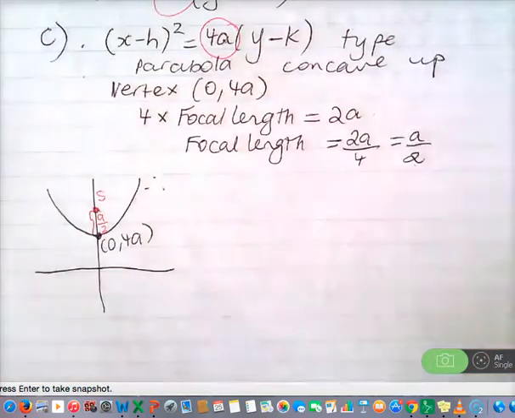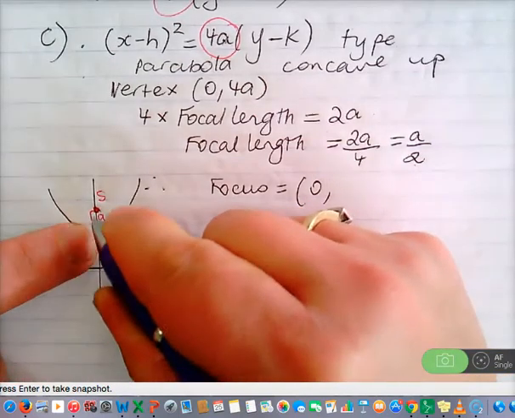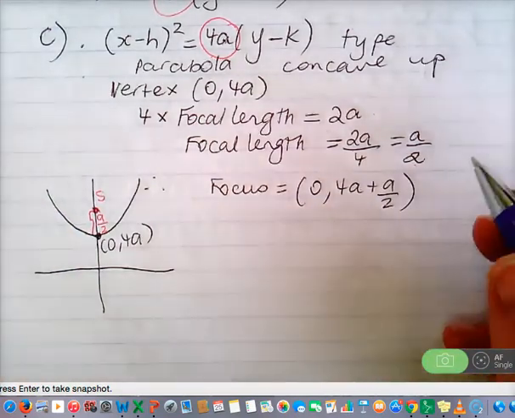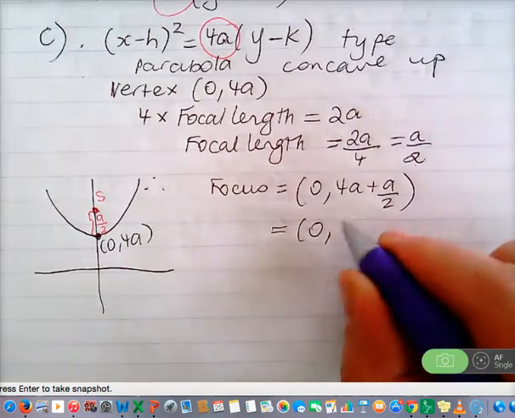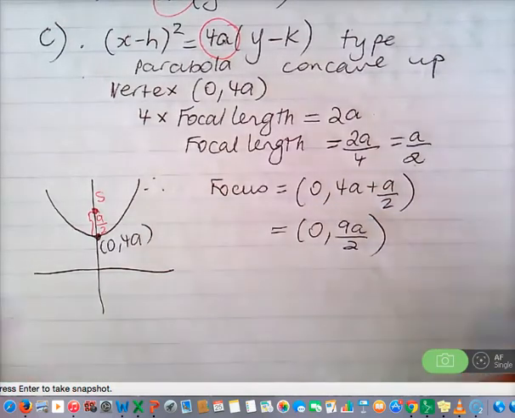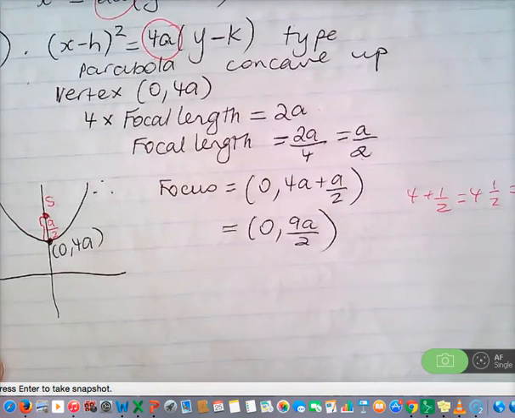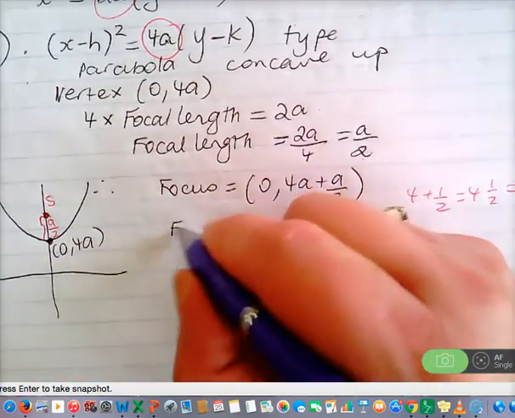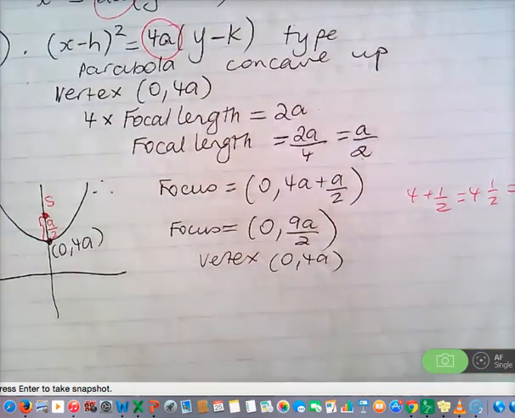0 and 4A plus A on 2. Good. So the focus is 0, and whatever this Y value is plus that extra bit of A on 2. 4A plus A on 2. Girls, isn't that 4A plus half A? Yeah. A on 2 is a half A. So it's 0, 4.5A, or 9A on 2. Because 4A plus A on 2 is a half A. 4 plus a half is 4.5. Or you can do common denominator. 8A plus A on 2 is 9A on 2. Okay, so this is a parabola concave up, vertex 0, 4A, concave up, with the focus at that point. Hard. Tricky.